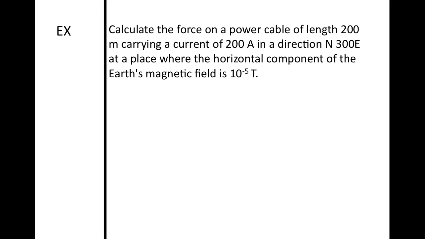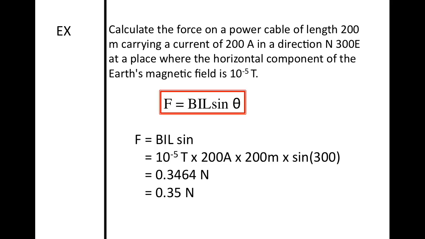Here is an example. Calculate the force on a power cable of length 200 meters, carrying a current of 200 amps in a direction north, 30 degrees east, at a place where the horizontal component of the Earth's magnetic field is 10 to the negative 5 Tesla. Go ahead and pause the video and start it back up when you're ready. Okay, so with this one we are using this equation here when we plug in our magnetic field and we have our current. Here is our length and we have the angle that we were given. When we plug all that in, we get an answer of 0.35 newtons.